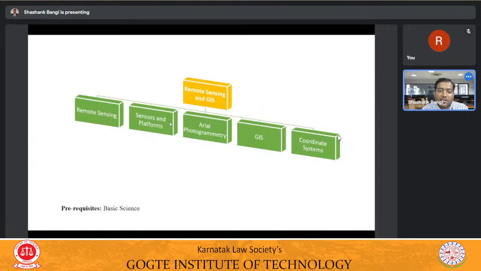So coming to the subject, the whole subject is divided into five parts, unit wise. The first unit is going to deal with only the remote sensing part, and the second unit is going to deal with sensors and platforms. In the third unit, you are going to learn aerial photogrammetry. In the fourth unit, you are going to learn geographical information system, and in the fifth unit, you are going to learn coordinate system. So with this, I would like to brief each and every unit.